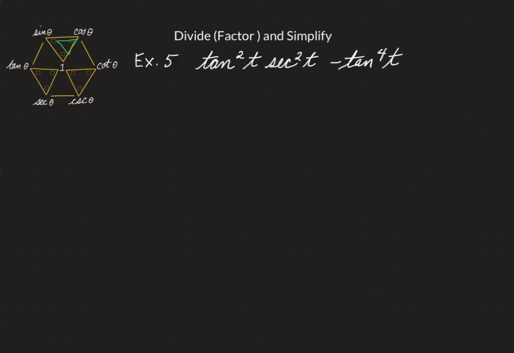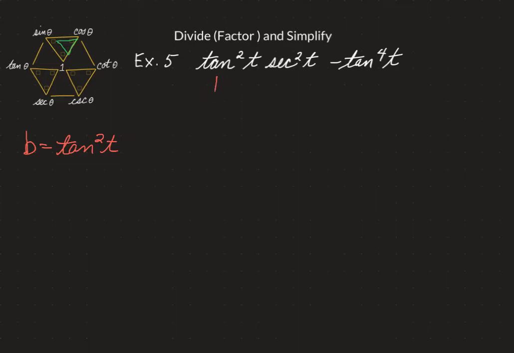For our next example, we have tangent squared of t times secant squared of t minus tangent to the fourth of t. Well, I see tangents in each of the two terms, but it's a little complicated. We're getting up into the fourth power of tangent. So remember, any time you see something that looks a little more complicated than you're comfortable with at the moment, you can always make a substitution. Maybe you want to let b equal the tangent of t. What's the highest power of t that's in each term? Well, that would be tangent squared of t.